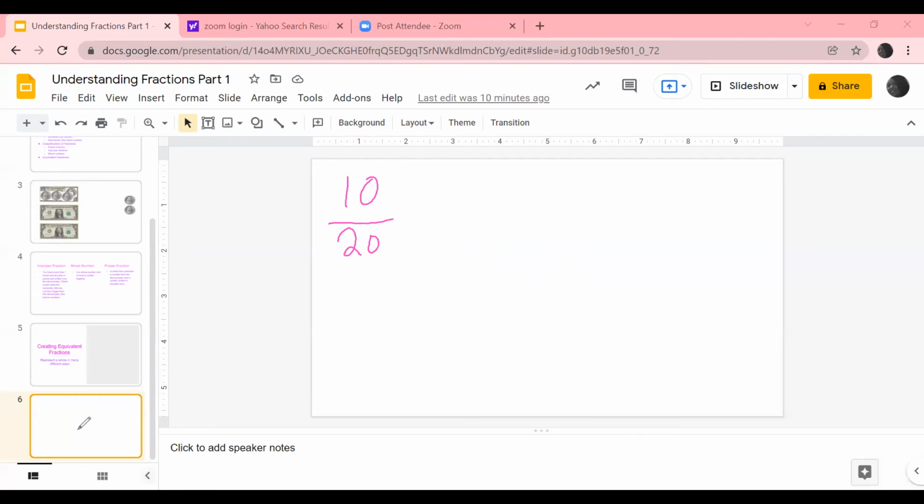I would just get a number that goes into both of these numbers. In these cases, the numerator is being used to divide both numbers, but that is not always the case. So here I know that 10 goes evenly into 10 and 10 goes evenly into 20 as well. So I could divide both numbers by 10. 10 divided by 10 is equal to 1, and 20 divided by 10 is equal to 2. So that is still 1/2.